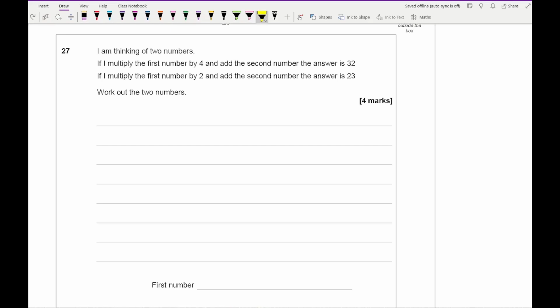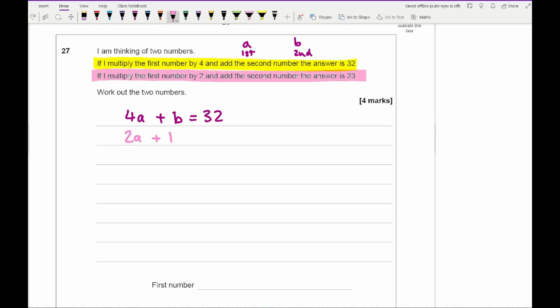So for this, we need to convert each of these statements into algebra. So if I say that the two numbers are A and B, A is the first number, B is the second number, then converting that first statement, I end up with 4A plus B equals 32. Then converting the second statement into algebra, I end up with 2A plus B equals 23. Now from this you can see it turns into a simultaneous equation.